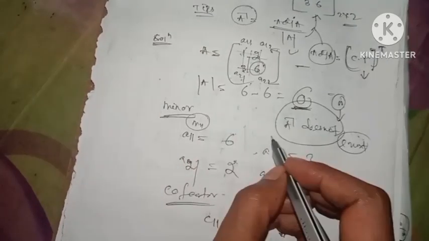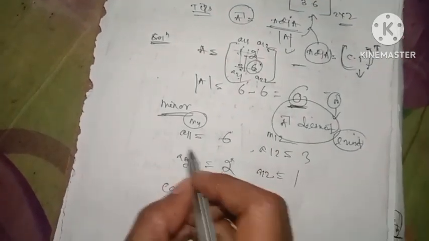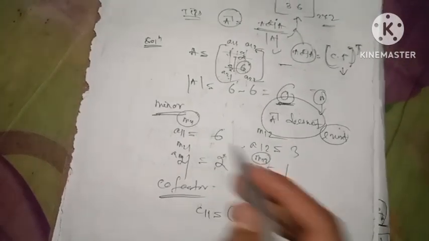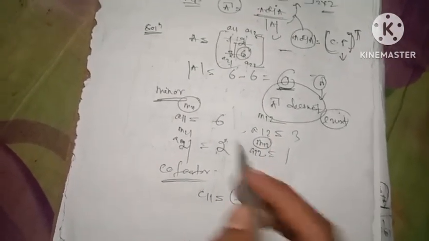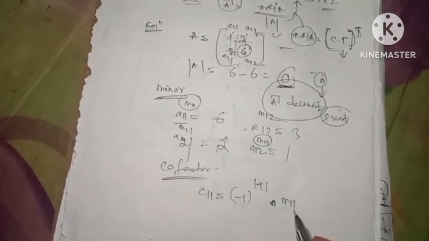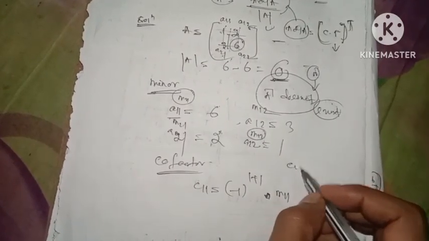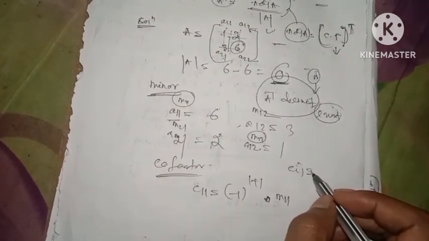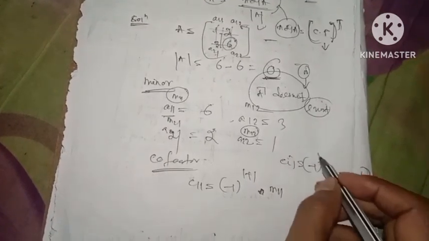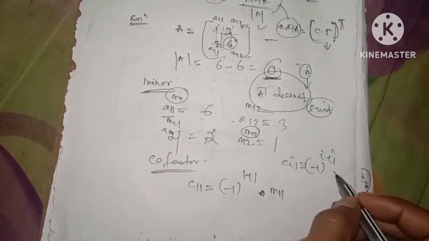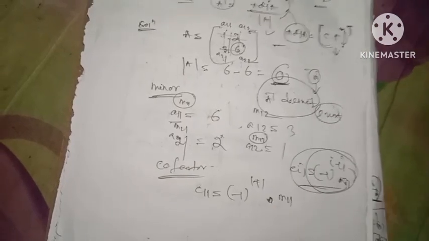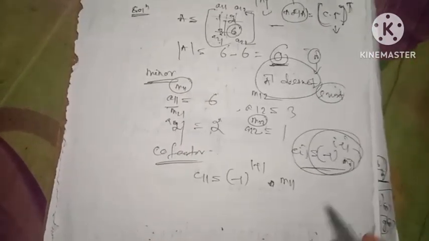In some places it is written M11, M12, M21, M22, and that is not a problem. So M11 is the same as A11. This is the formula: Cij equal to minus 1 to the power i plus j into Mij. If i plus j is even it is positive, and if odd it is negative.